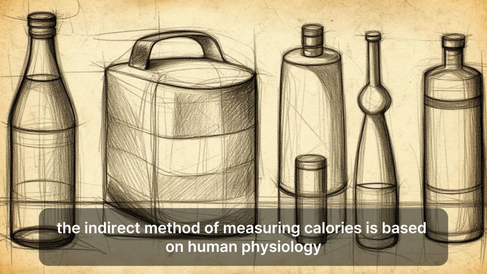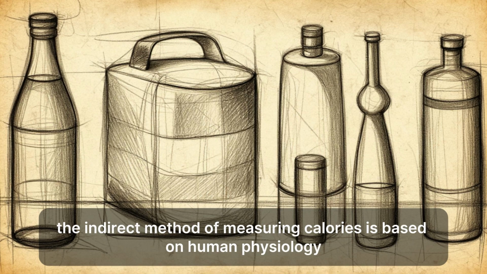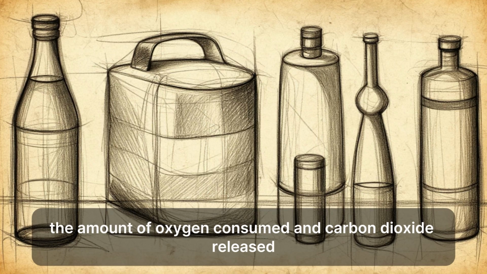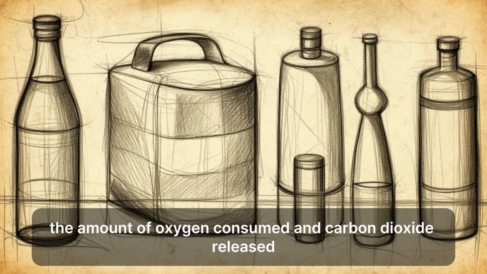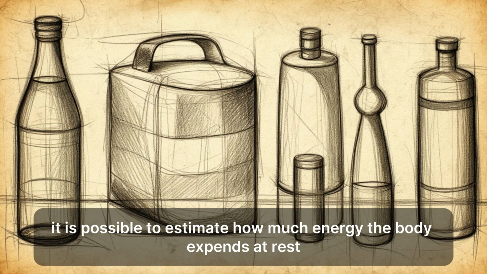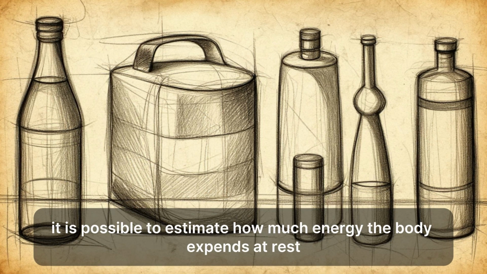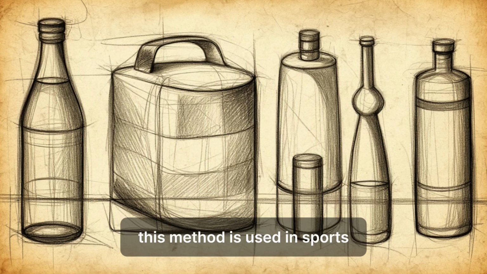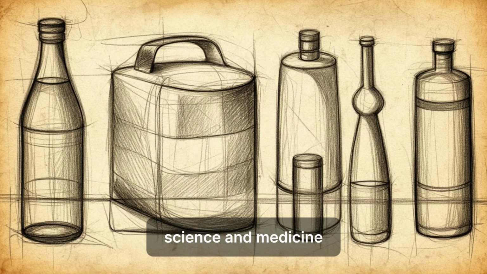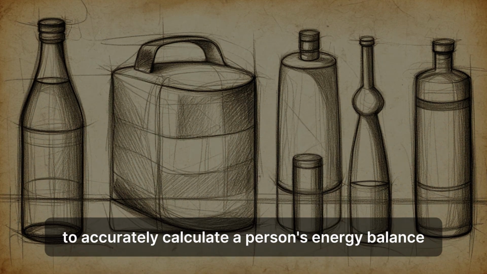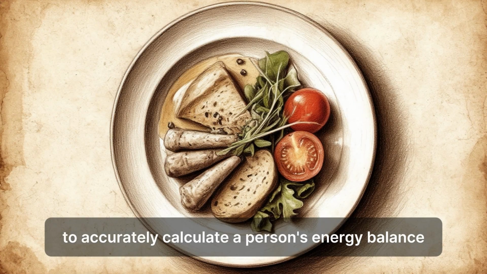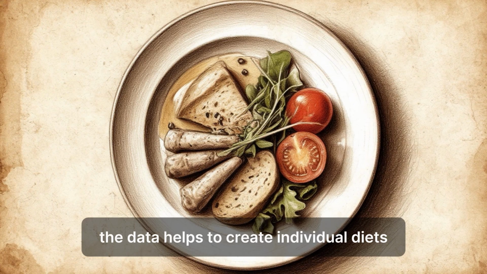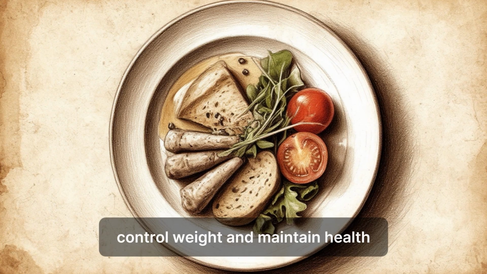The indirect method of measuring calories is based on human physiology. By analyzing respiration, the amount of oxygen consumed and carbon dioxide released, it is possible to estimate how much energy the body expends at rest or during physical activity. This method is used in sports science and medicine when it is necessary to accurately calculate a person's energy balance. The data helps to create individual diets, control weight, and maintain health.